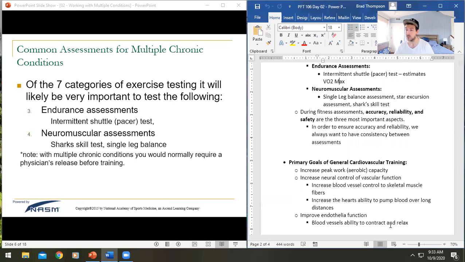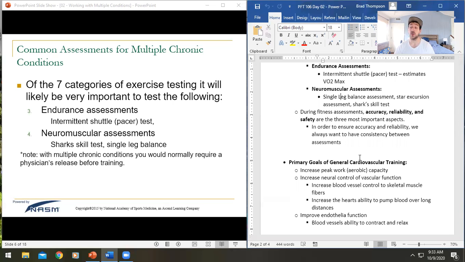How many rounds can you make it? That's going to help you determine your VO2 max. So we love endurance assessments. They're great for us, right? It could also be a one mile run and then you just time it. Those are also good examples of endurance assessments.